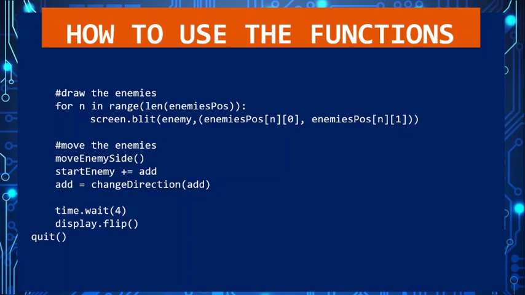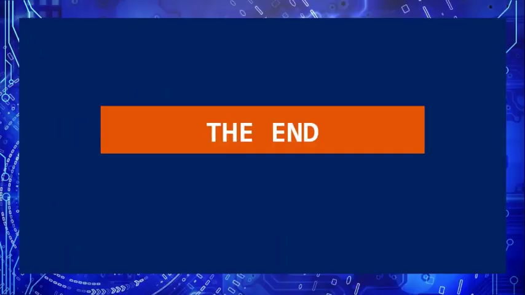Alright, let's finish this lesson by looking at how we use these enemy functions. So to draw our enemies, we loop through the list of the positions of them, and we blit the enemy picture at every position. Then to move them, we call our function of move enemy side. Remember, we don't have to set this to a variable or anything because it's manipulating a list. We add the amount we're moving to start enemy, and we set our add value to the return value of change direction. I also added a time.wait at the bottom of my code that kind of slows down the player and the enemy's movement. This code is up on Edmodo for you guys if you want to check it out.